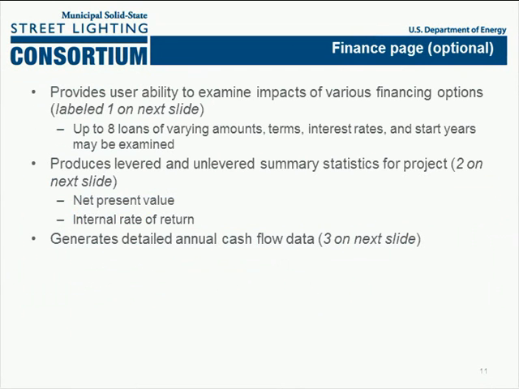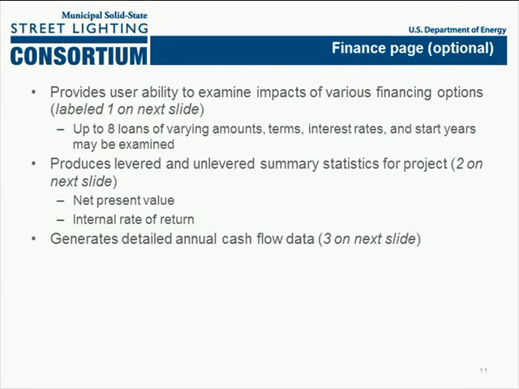Okay, now on to the finance page, which is another optional page. The financial metrics reported on the results summary page essentially assume that cash is on hand or budgets have been allocated to fund that project. Now, these projects aren't cheap by any means. That very well may not be realistic. And so the finance page, if necessary, allows one to examine debt instruments that may be used. And it's a fairly flexible page in that it allows up to 8 loans to be examined, and the loans can vary in length, interest rates, start years, and amounts.